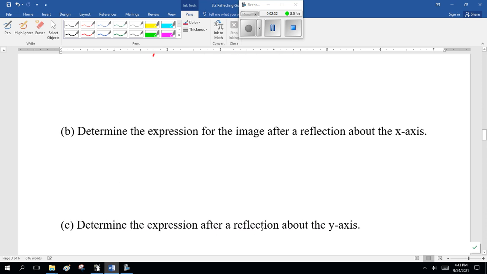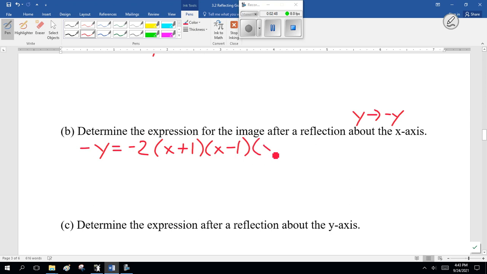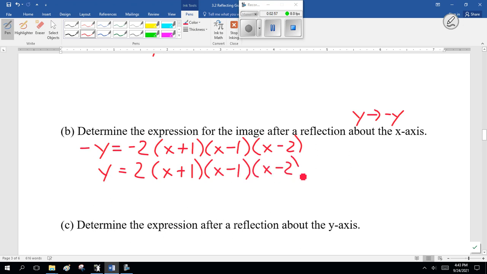Determine the expression for the image after reflection across the x-axis. X-axis, y goes to minus y. So this becomes minus y equals minus 2 times x plus 1 times x minus 1 times x minus 2, or y equals 2 times x plus 1, x minus 1, x minus 2. All right?